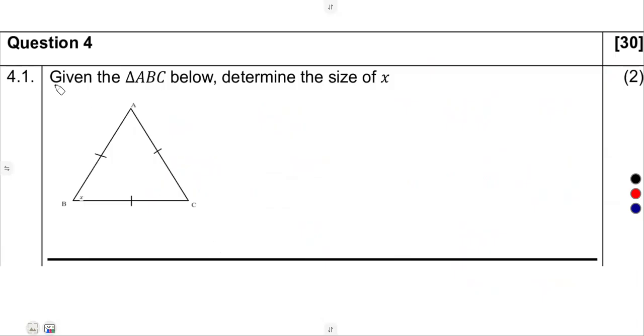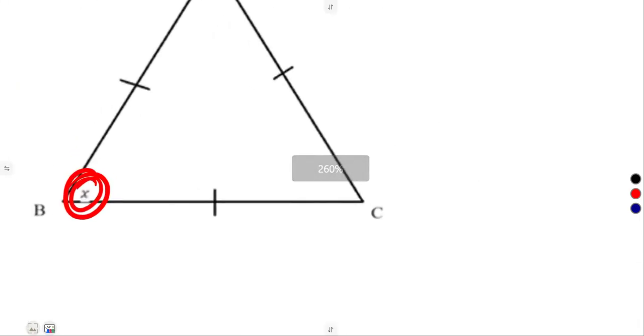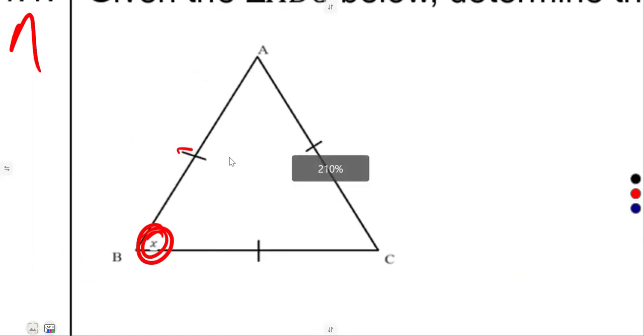Then question 4. That's where we had a lot of marks, 30 marks. Let's see. 4.1, given this triangle ABC below, determine the size of X. X is an angle there. What type of triangle are we given? An equilateral triangle, where we understand that these angles will all be equal.